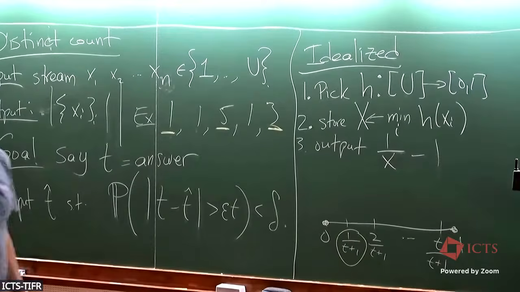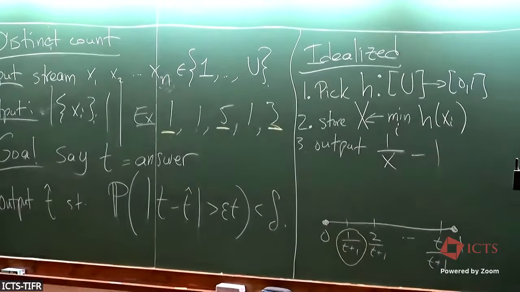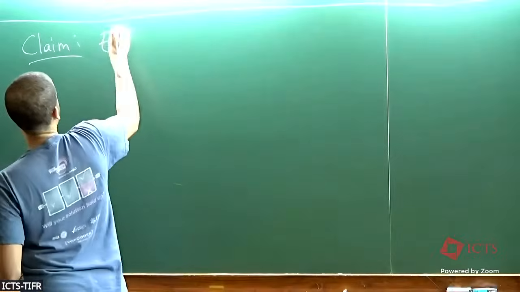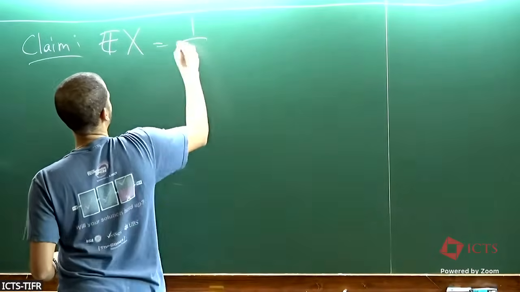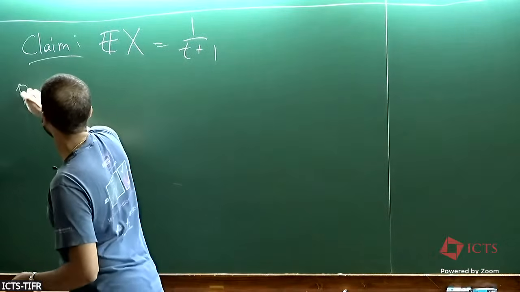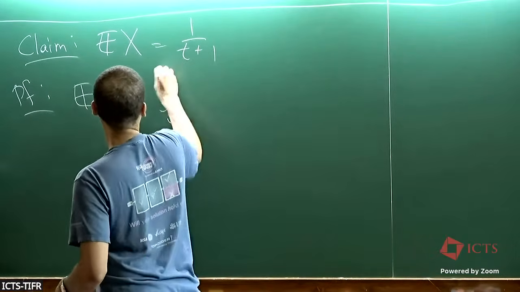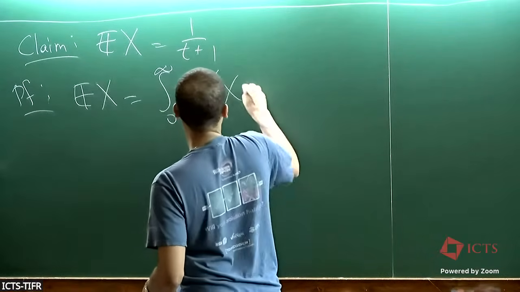I mean, I don't want to spend too much time doing calculations because there's so much to cover, but these are exercises you can do on your own. So the claim is that the expectation of x is indeed 1 over t plus 1, right? Why is that? Proof. The expectation of x is the integral from 0 to infinity of the probability that x is bigger than lambda d lambda.